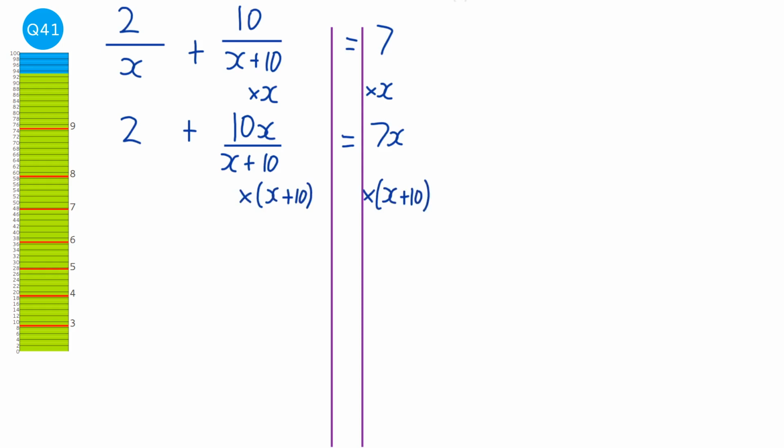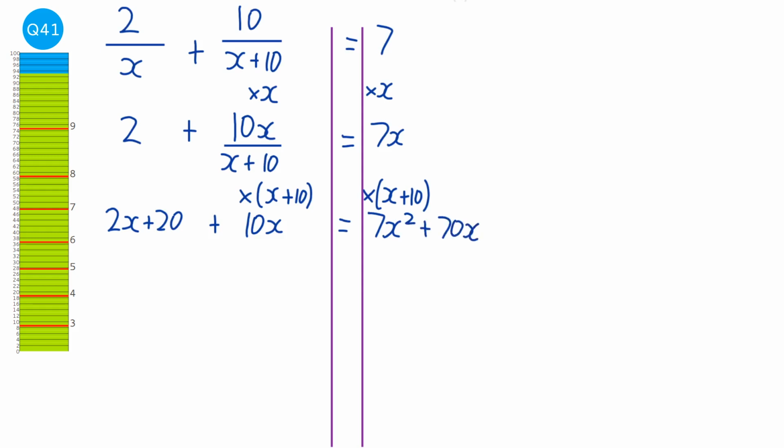Okay, so 2 times x plus 10 is just going to be 2 brackets x plus 10, but I can actually just expand it now. 2x plus 20. Then it's going to be 10x, because the times x plus 10 just gets rid of the denominator. And then here, let's try and expand this as we go.